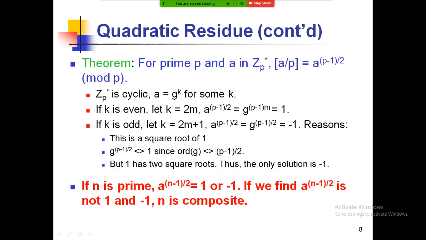So generally what can you say here? If n is a prime number, then a power n minus 1 by 2 is equal to 1 or minus 1. If we find a power n minus 1 by 2 is neither 1 nor minus 1, then n is composite. That's all. So if n is a prime number, then a power n minus 1 by 2 will be equal to 1, otherwise minus 1. Suppose this condition is not satisfied, we can come to the conclusion that n is not a prime number. So naturally, it is a composite number.